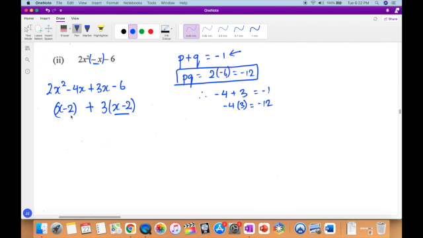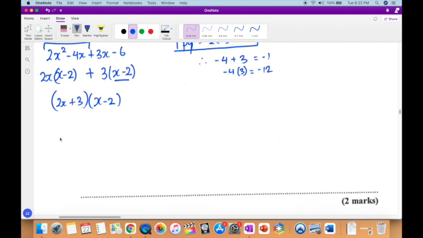So I put the x minus 2 there, and then I ask myself, well, what do I have to multiply by x minus 2 to get this? And the answer is 2x. So 2x times x is 2x squared, and 2x times negative 2 is minus 4x. And so now I see I have my two factors here, x minus 2 and 2x plus 3.